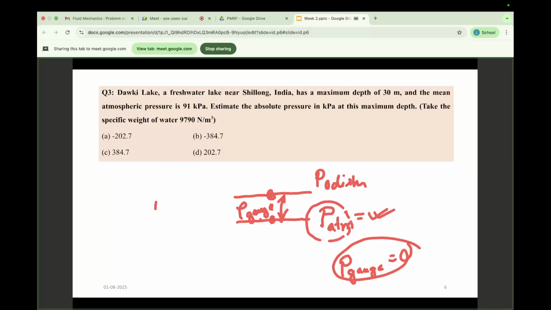Okay, so this is the gauge pressure. And talking about absolute pressure means real pressure. So if the atmospheric pressure is known and the gauge pressure is known, you can find the pressure at that point. So that pressure equals P atm plus P gauge. That value is known as absolute pressure.